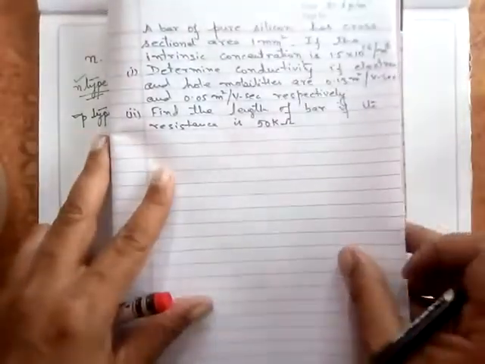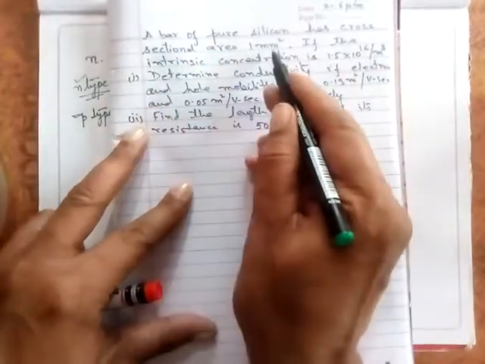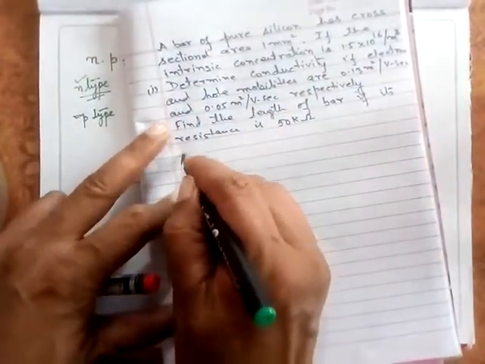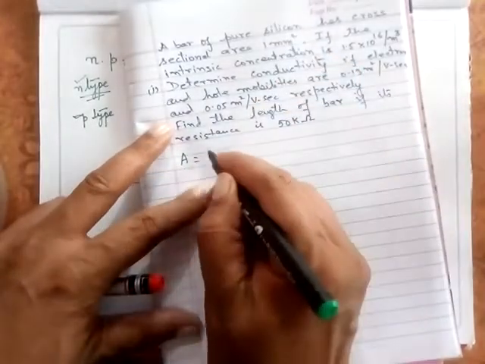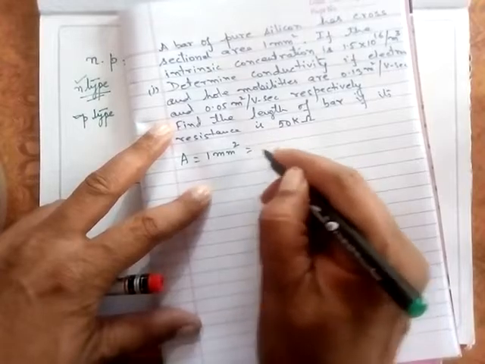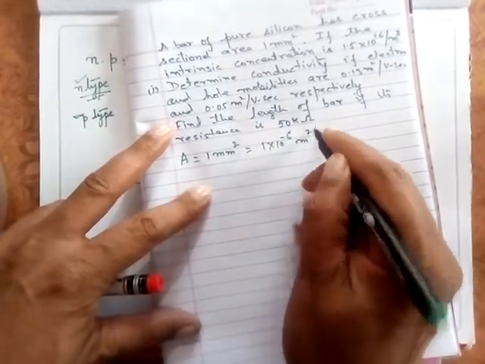A bar of pure silicon has cross-sectional area. What is given to you? I am writing here. Has cross-sectional area A is 1 millimeter square. I can say it is 1 into 10 to the power minus 6 meter square.